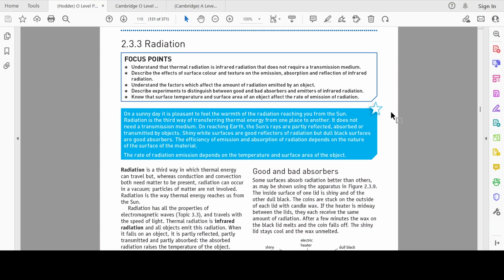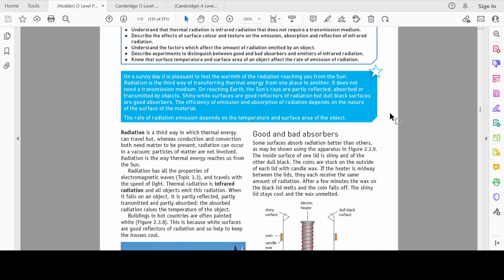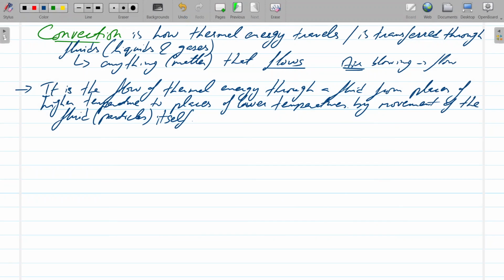Yeah. Okay, pretty simple. Now, next up, radiation. So I'll go to the whiteboard for that. Right, can you see my whiteboard? Yes. Okay.